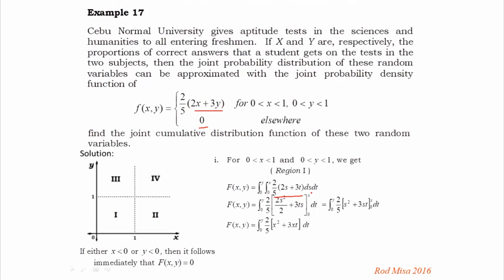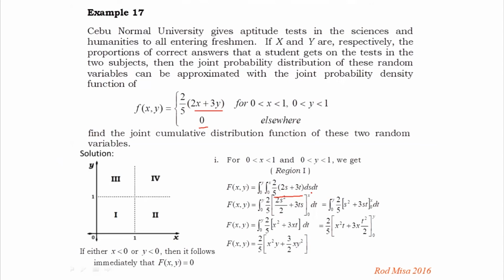So integrating again this expression with respect to t, we have x squared t as the integral of x squared, since x there is treated like constant. And the integral of 3xt with respect to t is 3x times t squared over 2. And then using the fundamental theorem of calculus, we need to substitute our limits of integration.